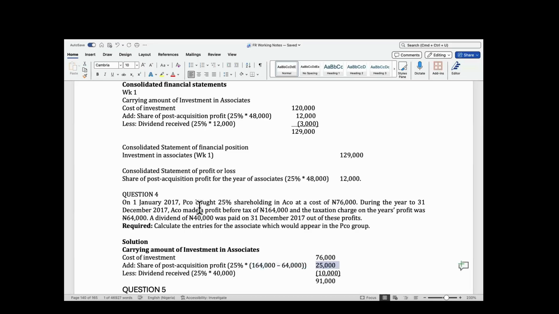Then I remove dividend. So the associate paid a dividend of 40,000. I take my share, which is 25% of that. I remove that. The balance gives me the value of investment in associates. That's the value of my investment in associate that I'm going to present in the consolidated statement of financial position.